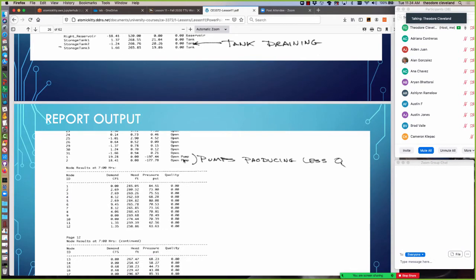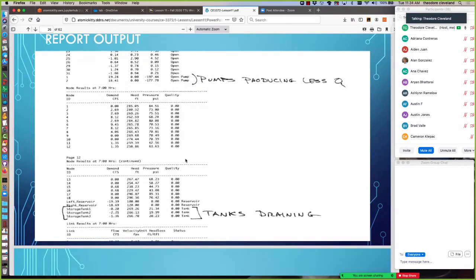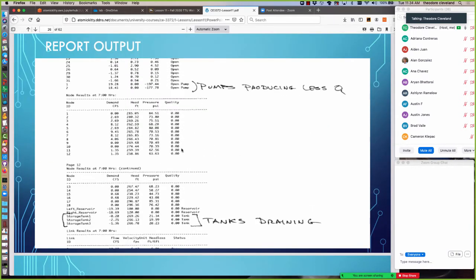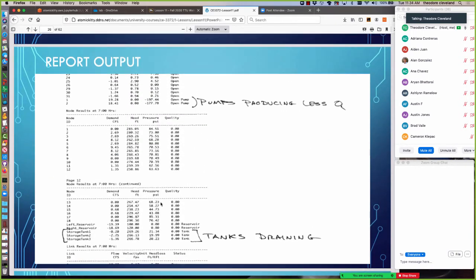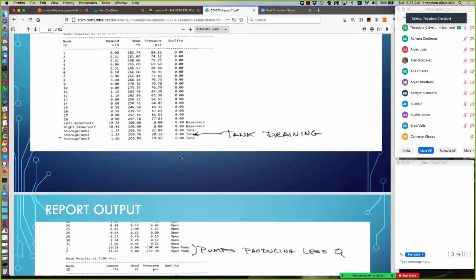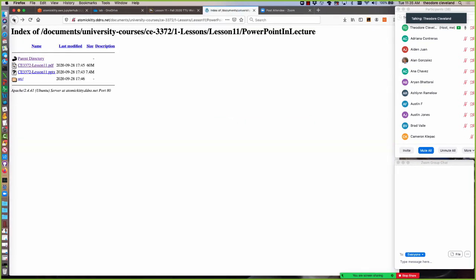And it gives us the pump operation points. So lots of output. So if you're running short on numbers, this will make a lot of numbers. And the quality category on these examples is showing up as 0 because we haven't activated the water quality feature of the program.